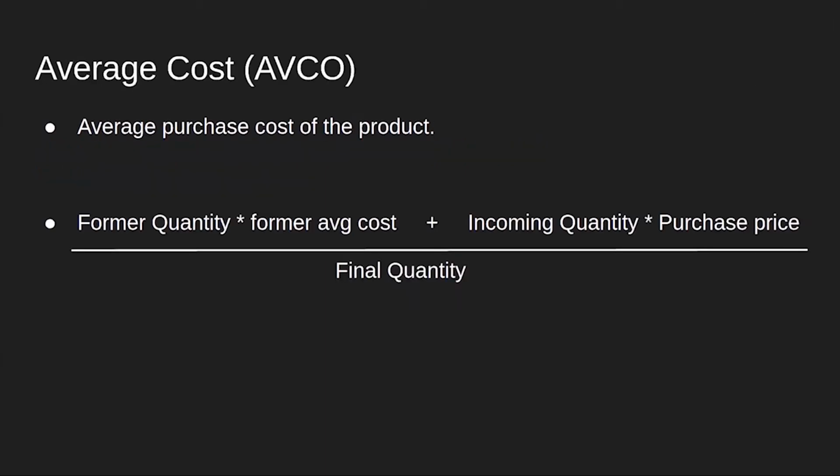Then we have average cost, which takes the average purchase cost of the product. We can calculate the average cost by using this formula: former quantity times former average cost, plus incoming quantity times purchase price, divided by the final quantity. So we'll get the average cost. The cost of the product is recomputed as each product is received. Average cost does not change when products leave the warehouse.